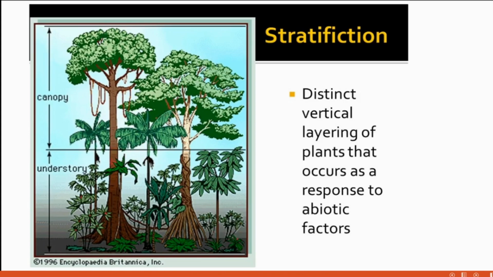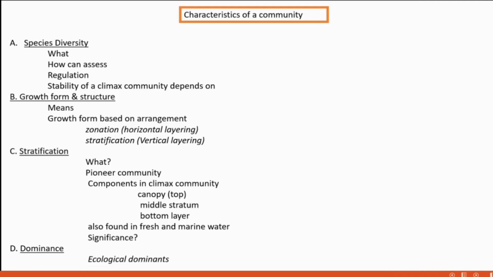And stratification. What is stratification? It is the vertical layering; the other one is horizontal. This is a vegetation area, and here we are taking only this much area. This is the top, which includes the canopy. Canopy means the branches of all trees having leaves. Below that, the understory region is there. That vertical layering is called stratification. These are two ways of arrangement based on growth form.